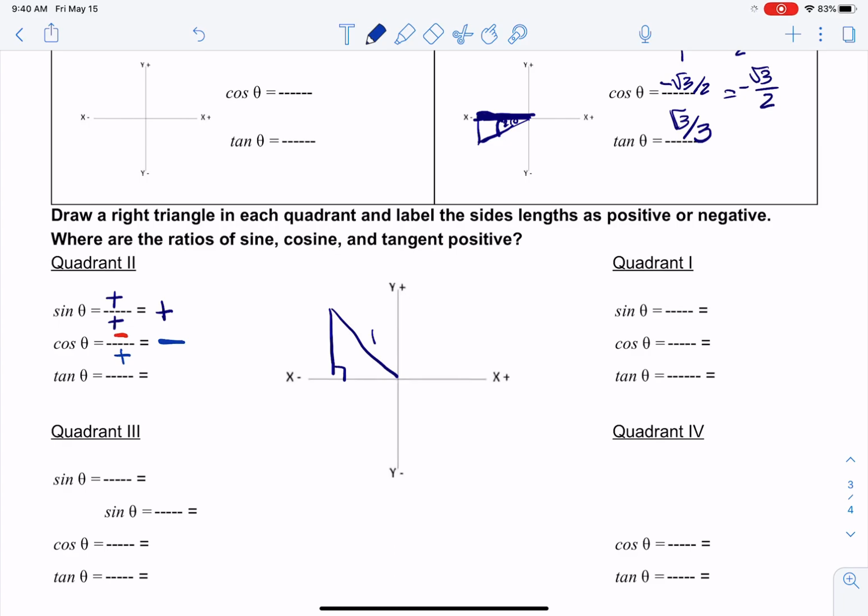And tangent is going to be a negative divided by a positive, so it's also going to be negative. Again, tangent is opposite, a positive value, over adjacent, in this case a negative value. A positive divided by a negative is a negative.